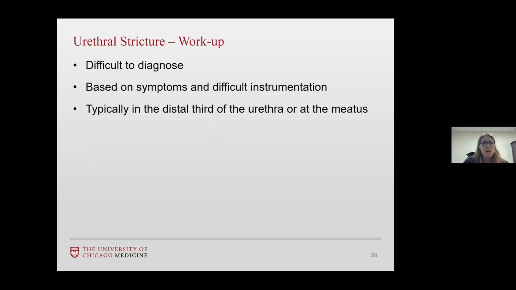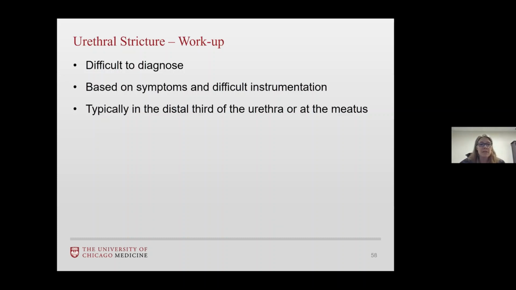And then the workup. It's difficult to diagnose because of the symptoms. Think about how many women we see in clinic who have overactive bladder symptoms or stress incontinence, or maybe they have to strain to pee. Because female urethral stricture is so rare, we usually work those up first rather than doing the stricture first. So it can be difficult to diagnose. It's generally based on symptoms and having difficult instrumentation.